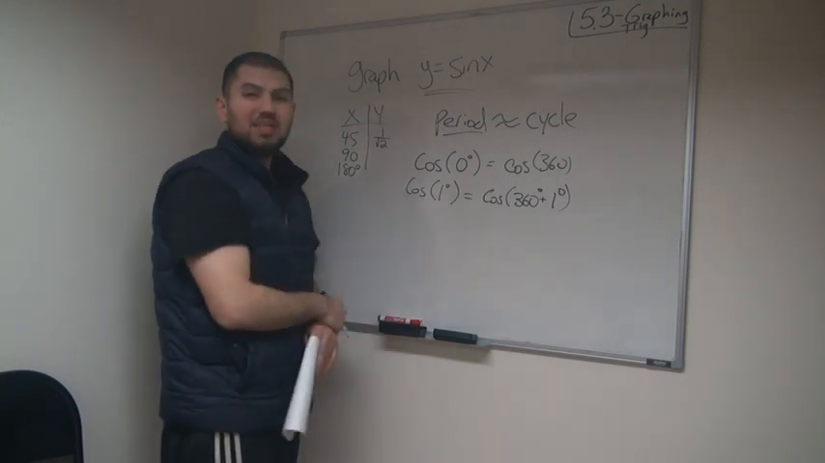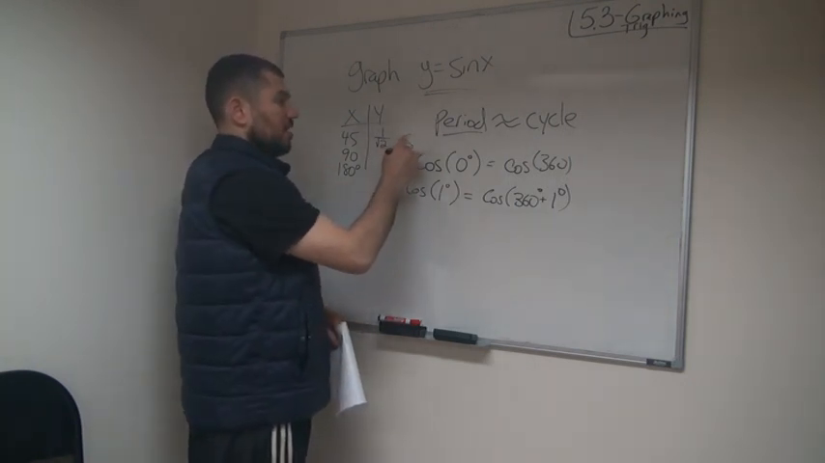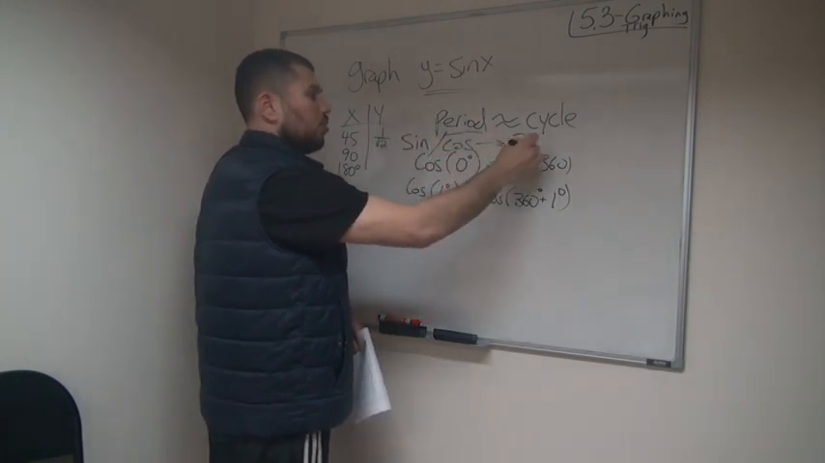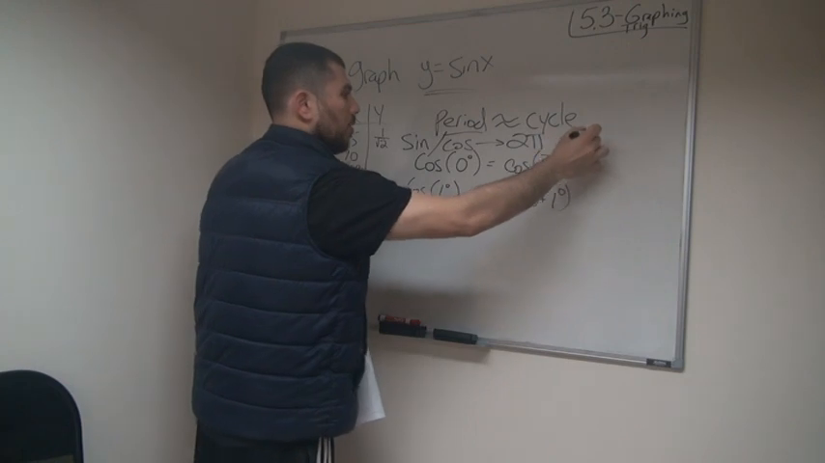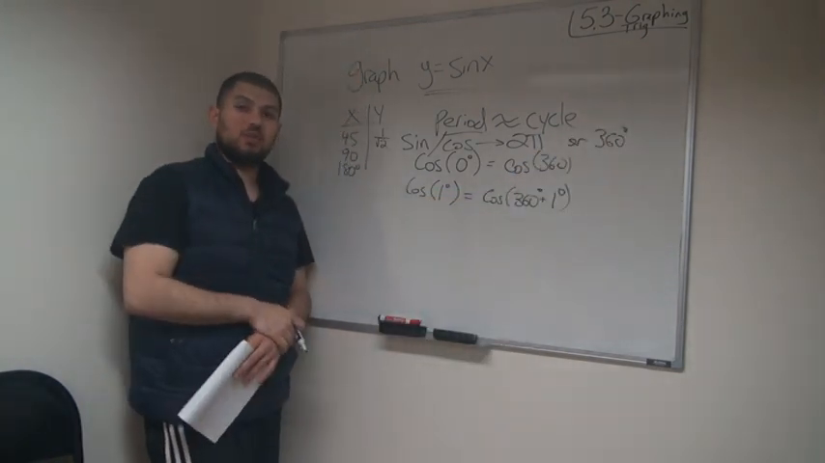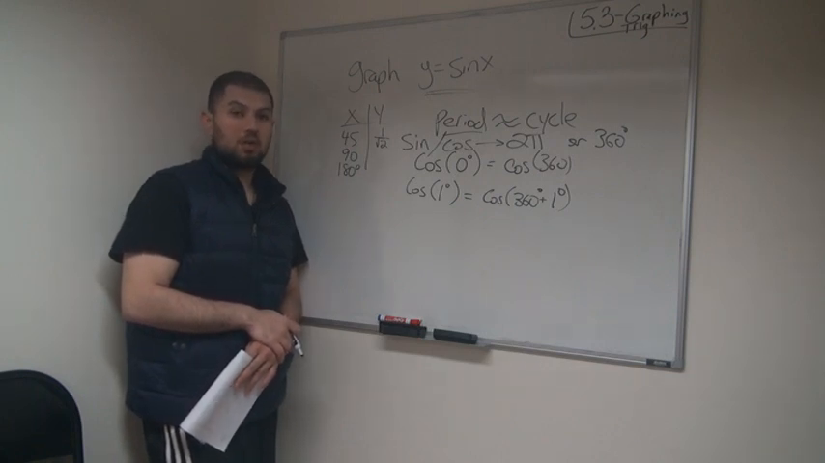Now, why is that? Why are we saying that a full cycle length for the sine and the cosine function is 2 pi radians or 360 degrees? Well, remember back in chapter 6, we had a concept known as coterminal.